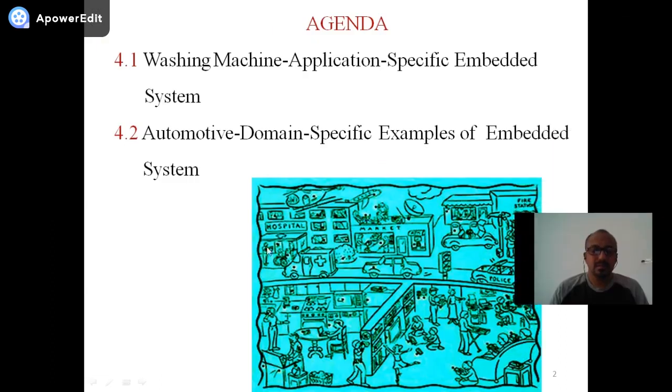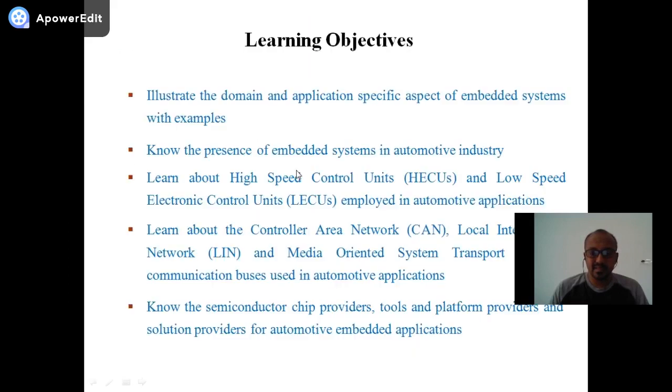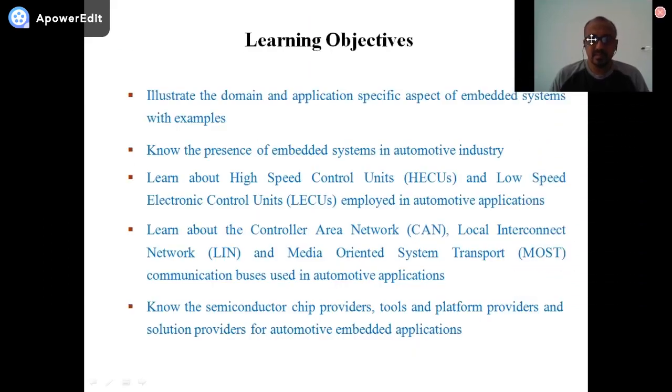This Chapter 4 has two concepts to explain, to learn. First, the example of a washing machine as an application of embedded system, that is a specific application, and the automotive car, which is an example for a domain specific, the automobile domain. That is explained in detail. So, what are the things we learn from this chapter?